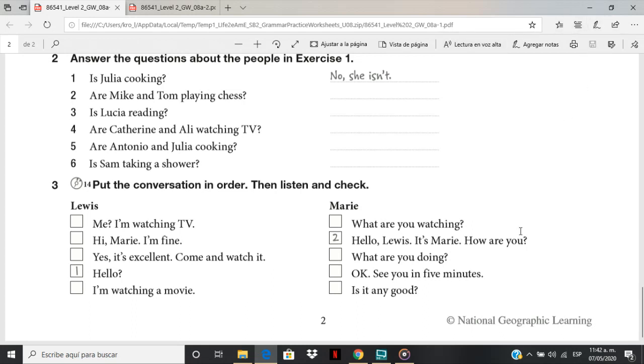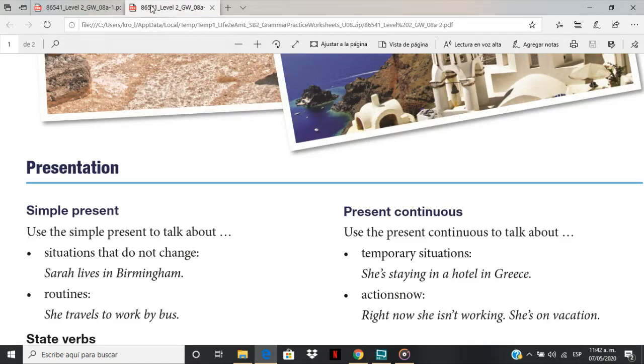Okay, if you need, go back and repeat this audio, okay? Now let's go to the second part of the exercises.